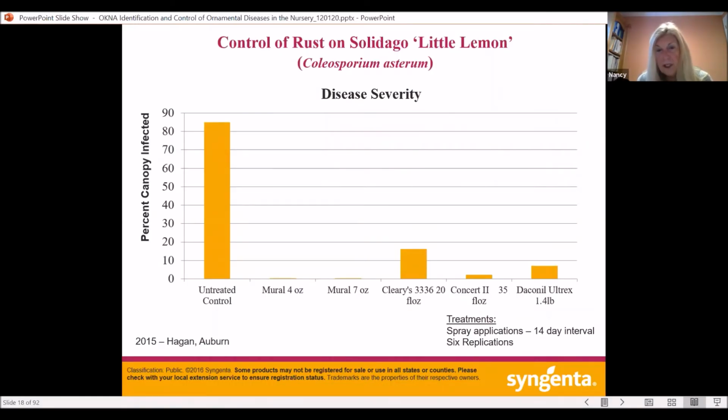And just to share some data with you on this, you can see here MURAL at the low rate of 4 and then the higher rate at 7, pretty much flatlining on this Coleosporum rust on Solidago. You have thiophanate methyl here showing some reduction, 15% disease. And then here's Concert, again, another strong product for rust, and Daconil. Daconil also works great on rust.